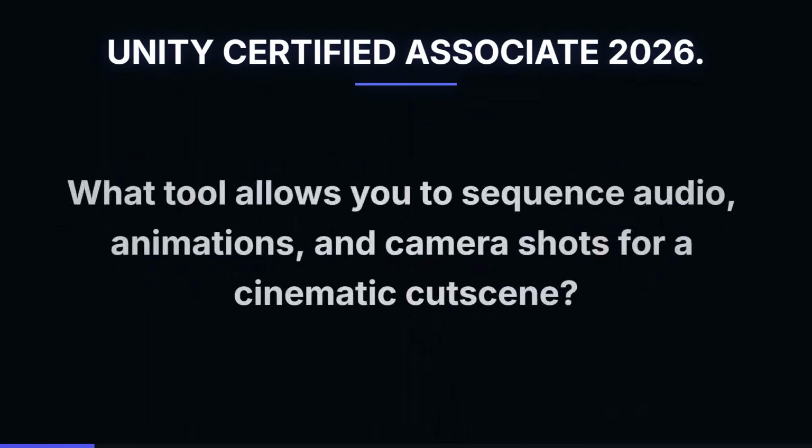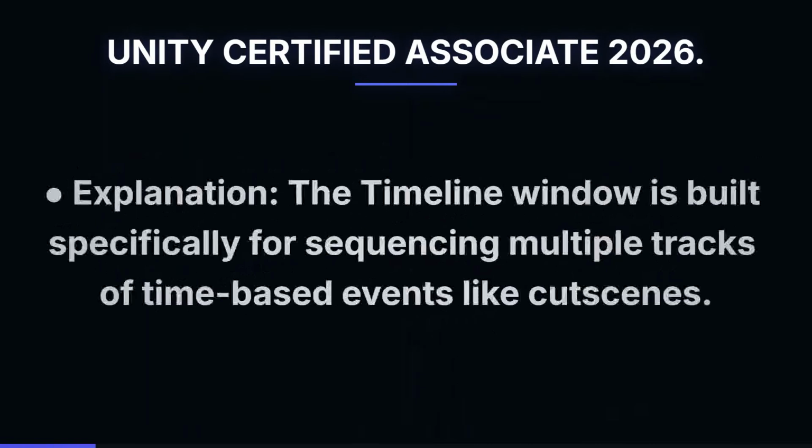5. What tool allows you to sequence audio, animations, and camera shots for a cinematic cutscene? Answer: timeline. Explanation: the timeline window is built specifically for sequencing multiple tracks of time-based events like cutscenes.